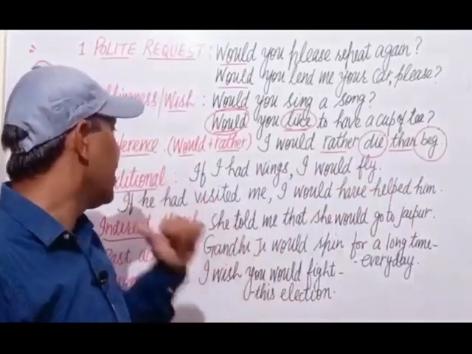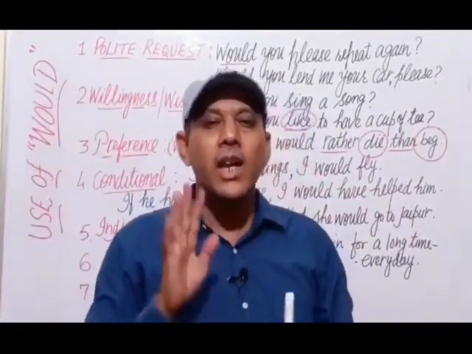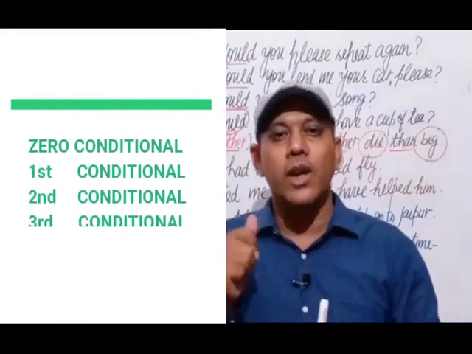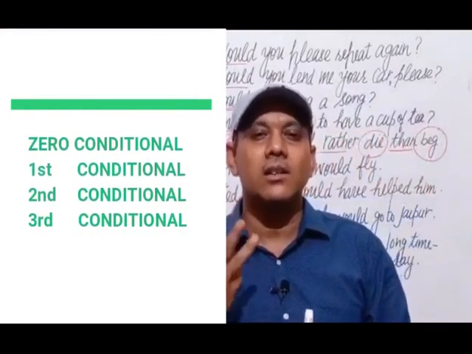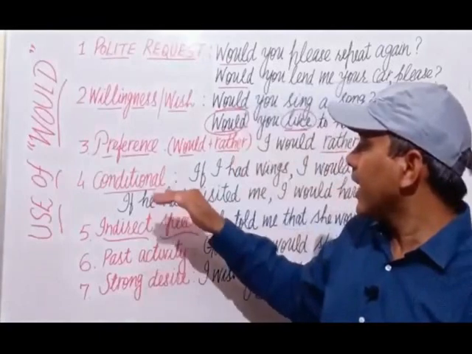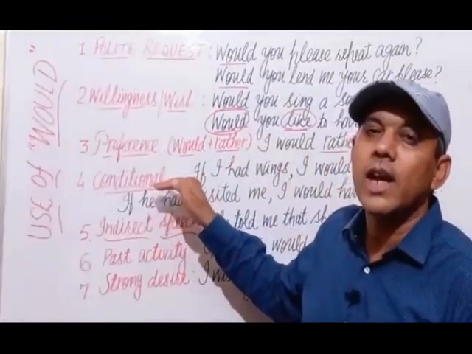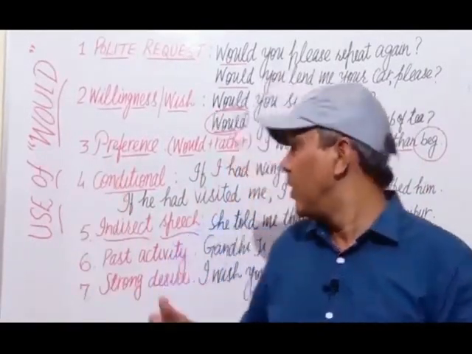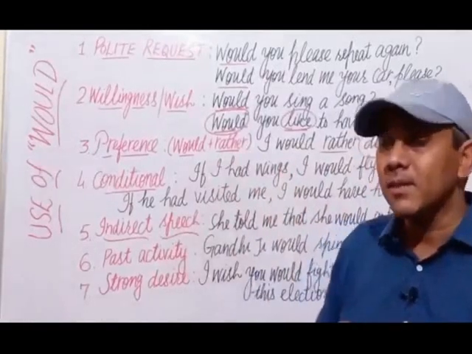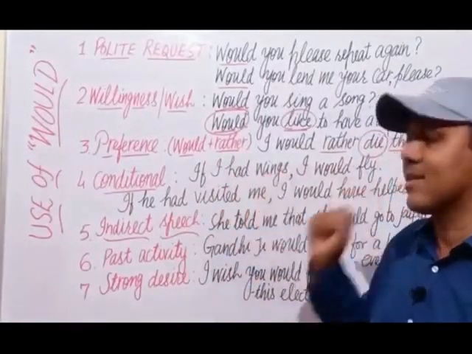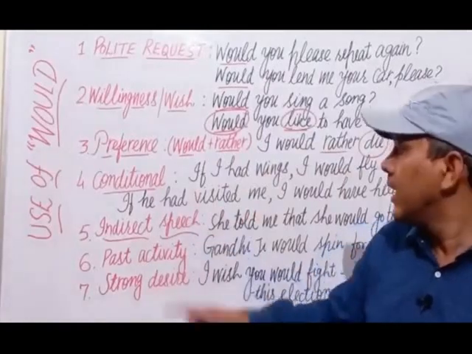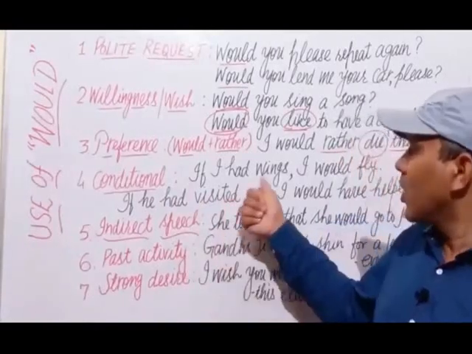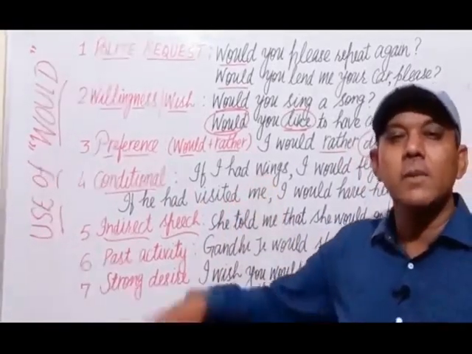And the next is conditional sentences. There are 4 types of conditional sentences: zero conditional, first conditional, second conditional, third conditional. Here, in case of third conditional or second conditional, we use would as a modal verb. For example, let us take 2 examples. First is, if I had wings, यदि मेरे पंख होते. This conditional sentence is a totally unreal situation. It is not possible. एक आदमी कहता है यदि मेरे पंख होते.